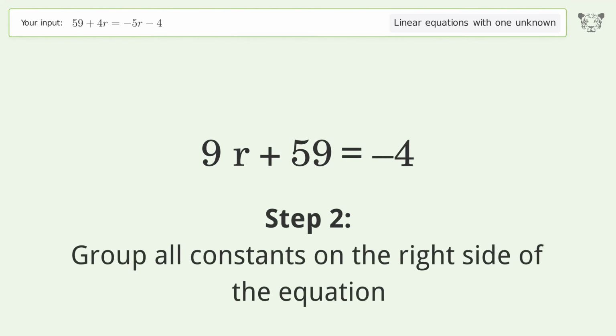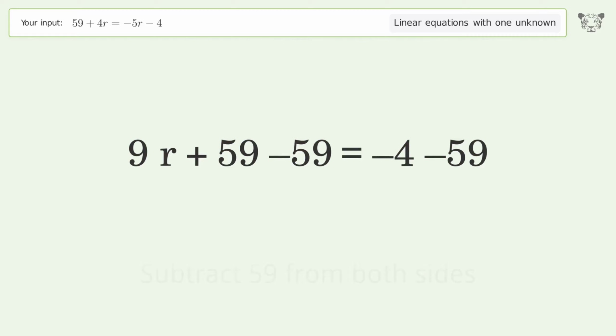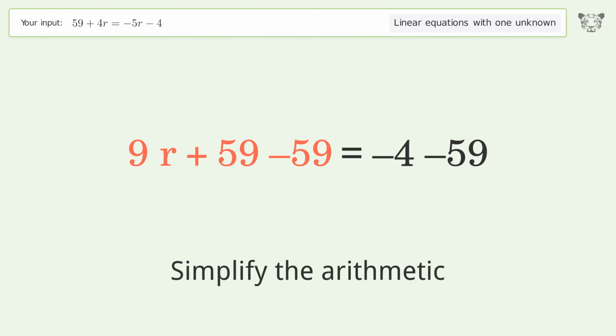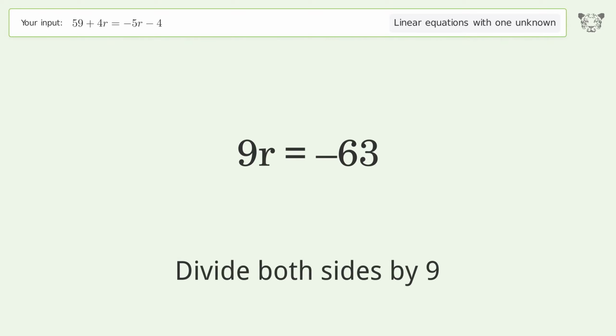Group all constants on the right side of the equation. Subtract 59 from both sides. Simplify the arithmetic. Isolate the r. Divide both sides by 9.